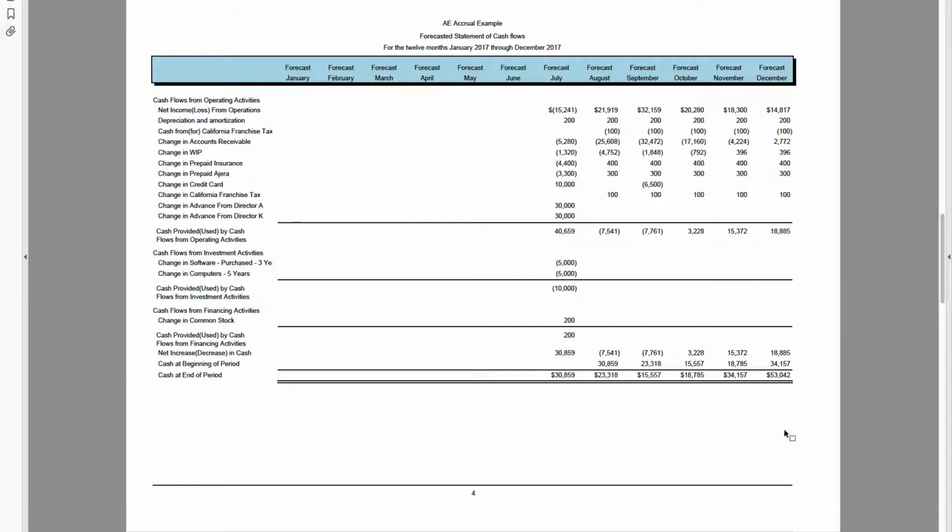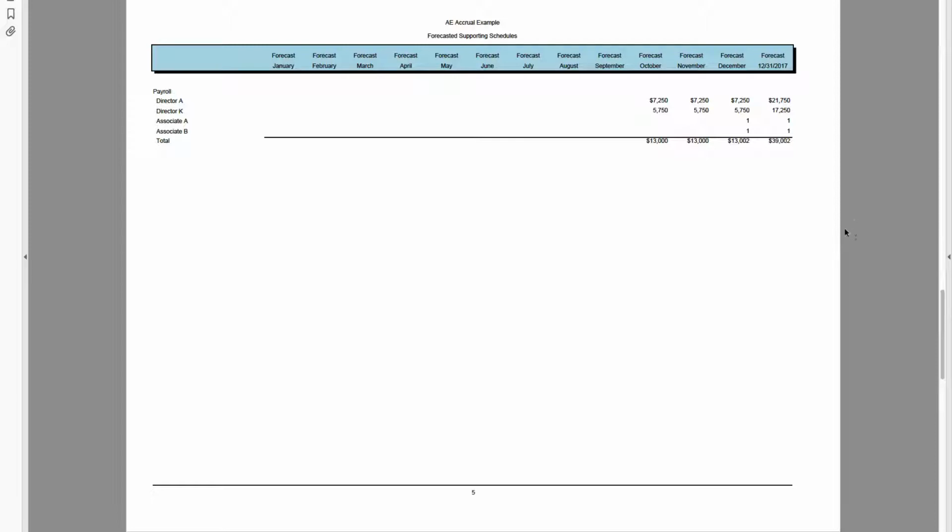The piece that is not included on the model at this time is once cash levels reach what we're comfortable with keeping in the bank account, excess cash will first be used to pay back the advances from the directors. Once that $60,000 is paid back, then excess cash will go out to directors as distributions, the additional payments along with their monthly paychecks.